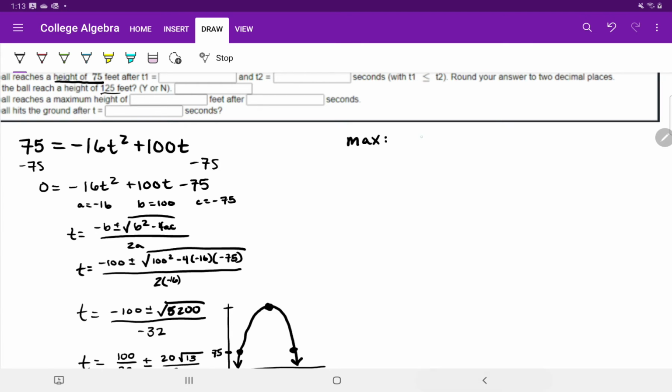The x value of your maximum, or in this case, the t value of your maximum, is equal to negative b over 2a. It's a little vertex formula that we learned. Well, we already know what a, b, and c are, so negative b would be negative 100, and a is negative 16. So plug this into a calculator. Positive 100 over positive 32, which is 25 over 8. Let me just quickly type that into a calculator. You end up with 3.125.